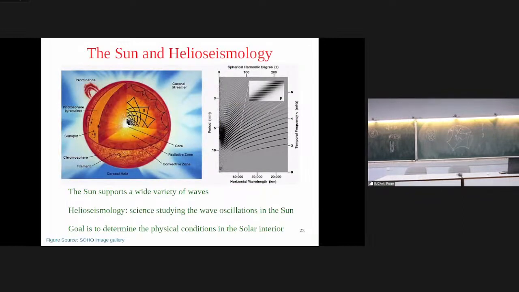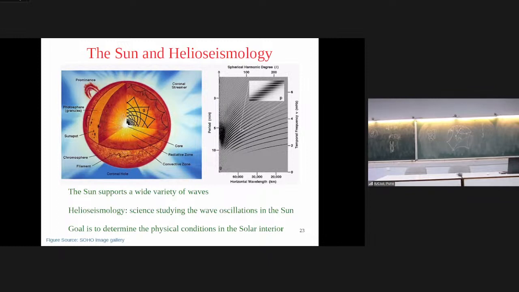P mode, you see, goes like that. G mode has a very complicated looking dispersion relation. After all, we tried to derive one dispersion relation today. This is also a problem where you should derive a dispersion relation and see for yourself how the frequency behaves with respect to k. The sun supports a wide variety of waves. P is one such, which is the most useful one because it is sensitive to the temperature, the sound speed. So if the mode is sensitive to the temperature, by observing the mode, you can tell about the temperature, right?